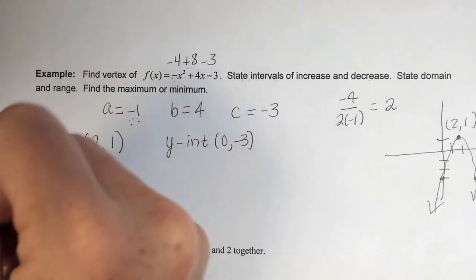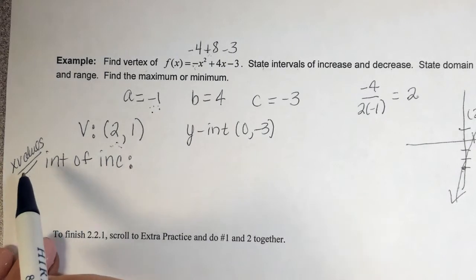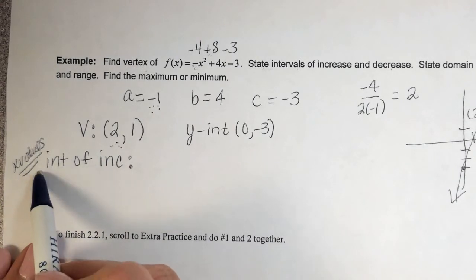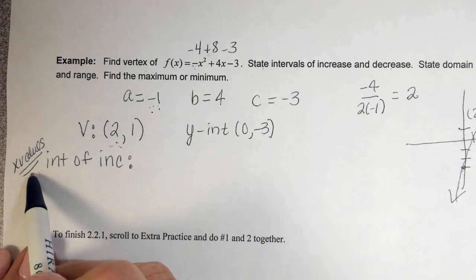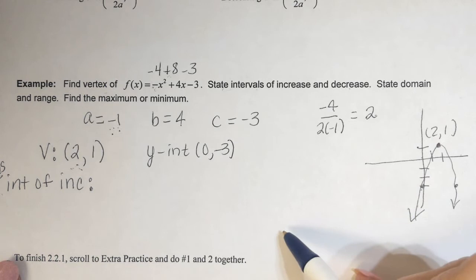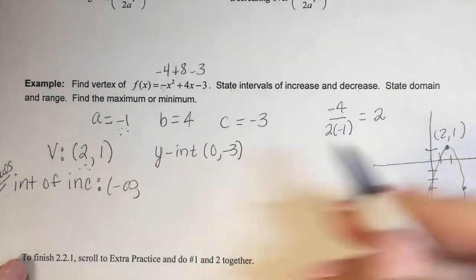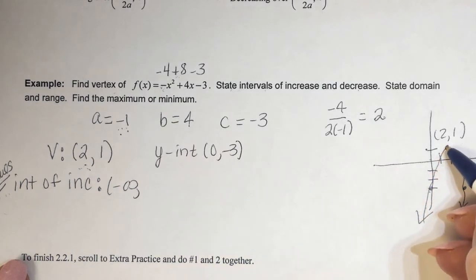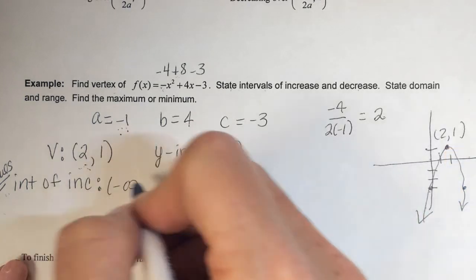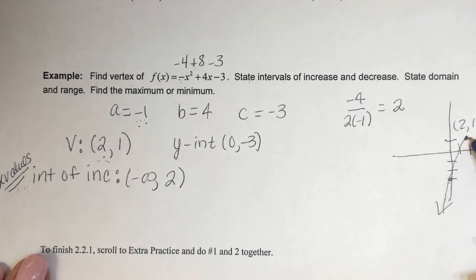This is always going to be x values. What are the x values that are causing this interval of increase? Here we go. What are these x values all the way over here? Negative infinity, up to, where do I start changing and moving down? What's the x value? 2. So from negative infinity to 2, I have an interval of increase. That function is going up.